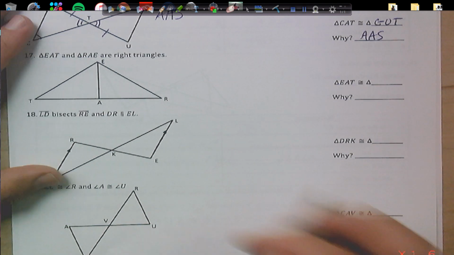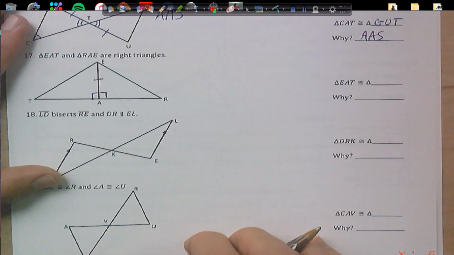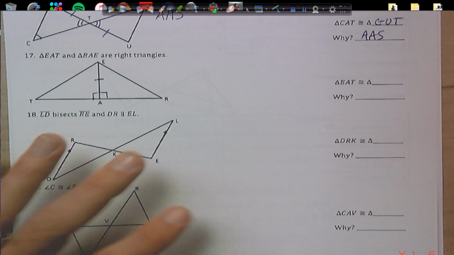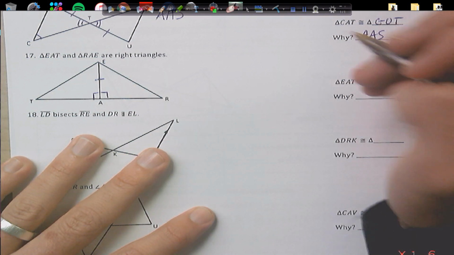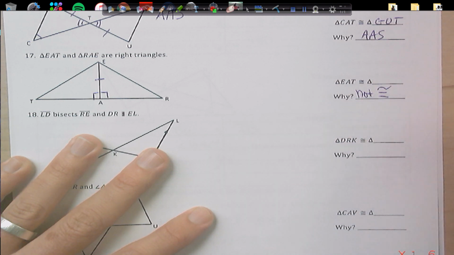The 2 triangles are right triangles, so we have a 90 degree here, and they share a side, but that's all I know. This is not an isosceles that I know of. I don't have any other information. I only have 2 things, so I'm going to go with not enough information, or not congruent.